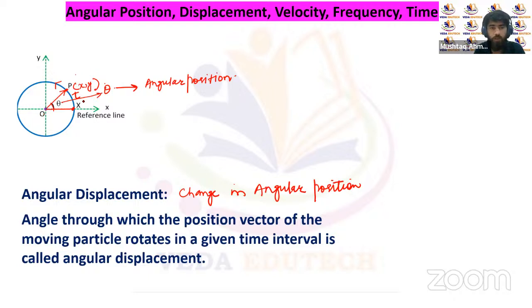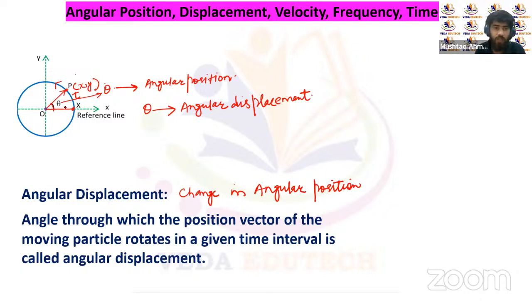Now, the final angular position minus the initial angular position, or we can say the change in angular position here is theta, right? Now, this theta will be the angular displacement, right? This will be called as angular displacement. So angular displacement is nothing, it's the change in angular position of the particle which is moving in a circular path with respect to the origin of a Cartesian system or with respect to the reference line, right?